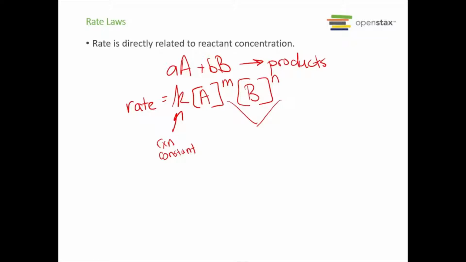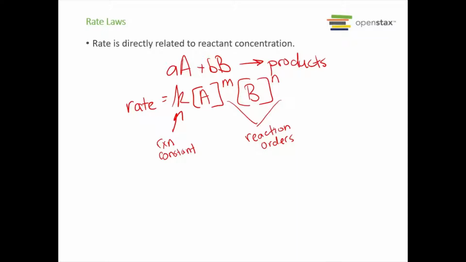They're the reaction orders. They are exponents specific for each compound. They're generally positive integers, but there are times where they can be fractions, negative, or zero. And we are going to study zero. We're not going to look at fractions or negative rate exponents.